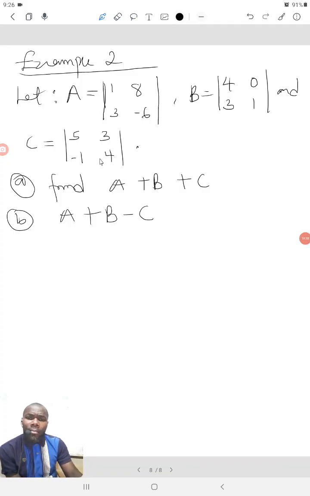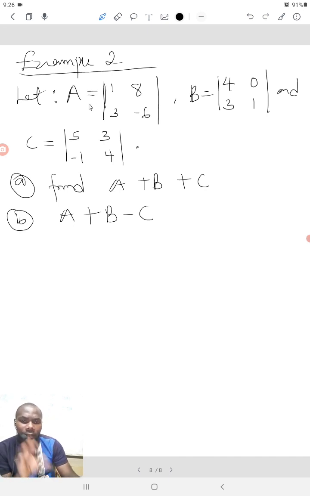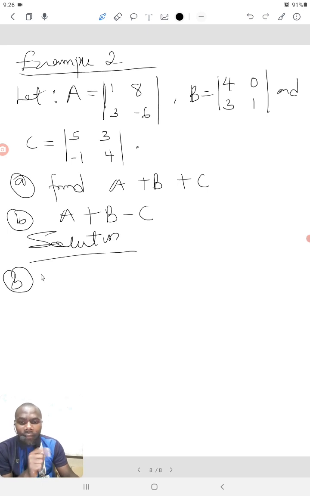These are other examples under the addition and subtraction of matrix. But you discover that this asks two values, A, B, C. I will only solve A, you solve B for me. Or I will solve B, you solve A for me. Let me solve B. So now, solution, which is B, you solve A for me.